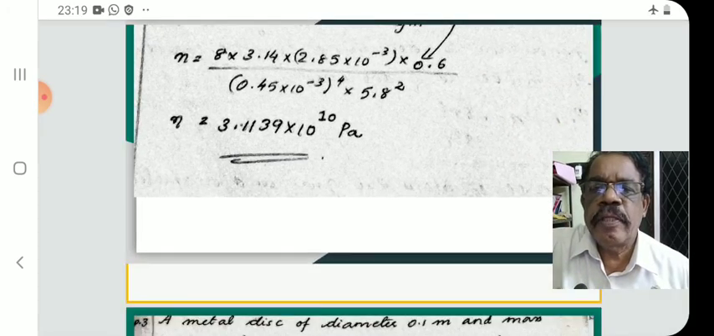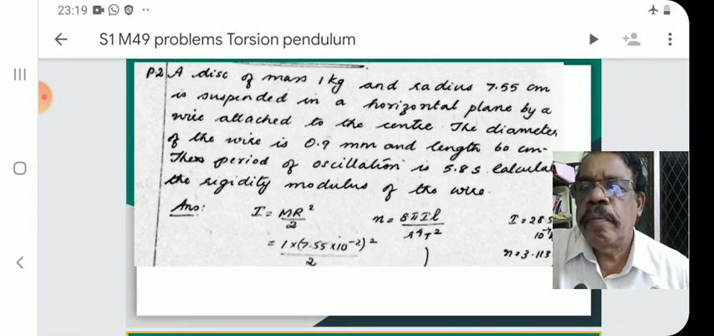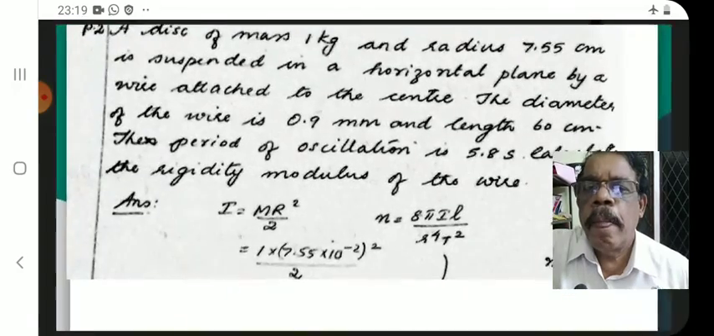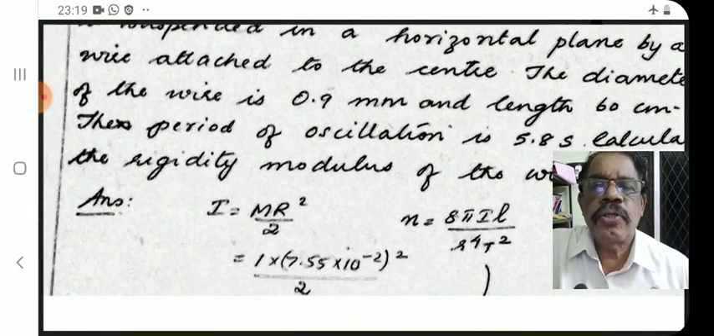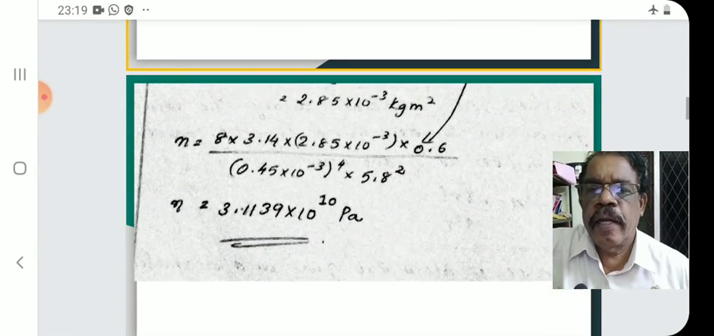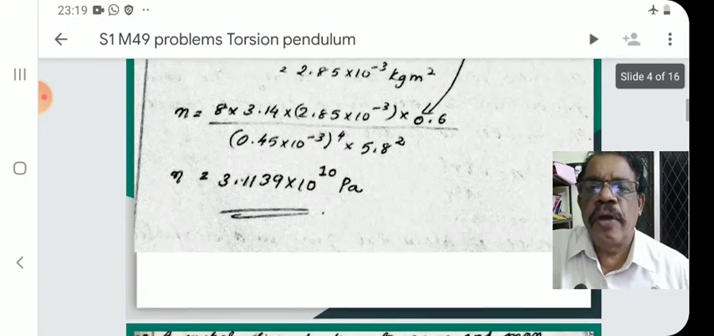The length of the pendulum is 60 centimeter, isn't it? That is why we have taken 0.6 here in the calculation. 60 centimeter is 0.6 meter. You see the arrow.